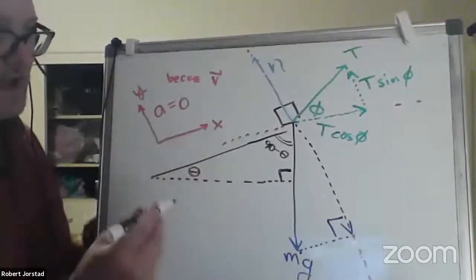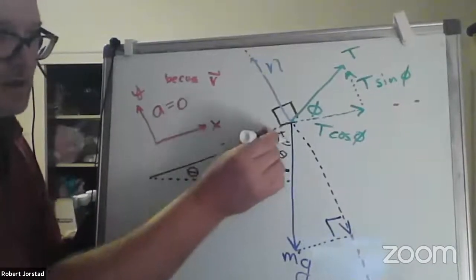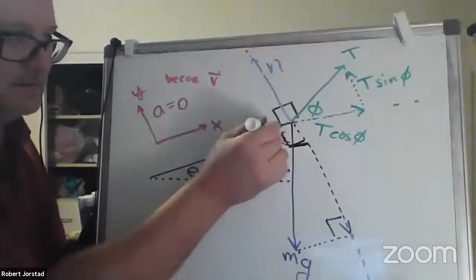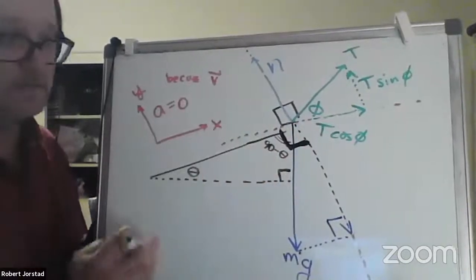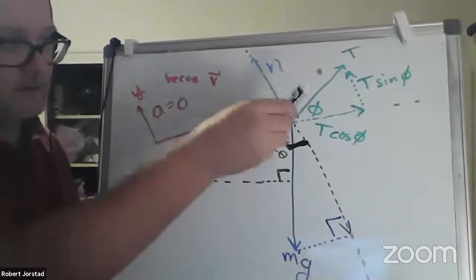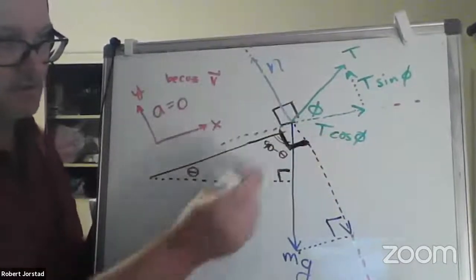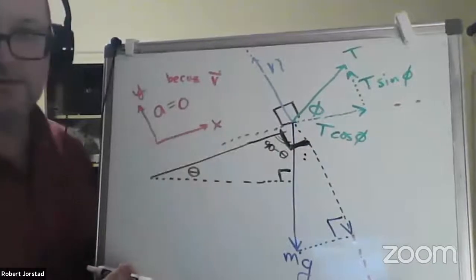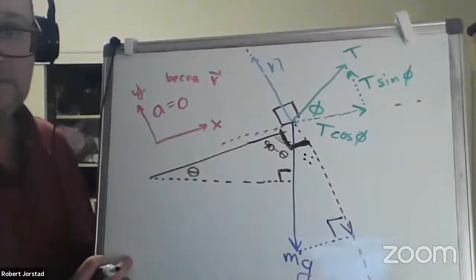All right. So now, wait a minute. Isn't this also a right angle? Now it's getting kind of messy. Look at it. This is perpendicular to the coordinate system, right? This red line is perpendicular. So what's left for that angle right there? Theta.